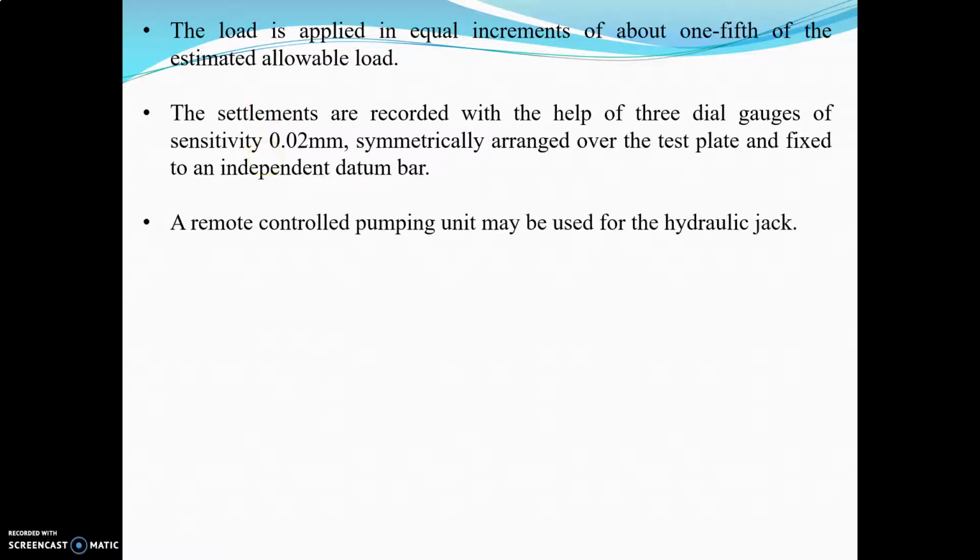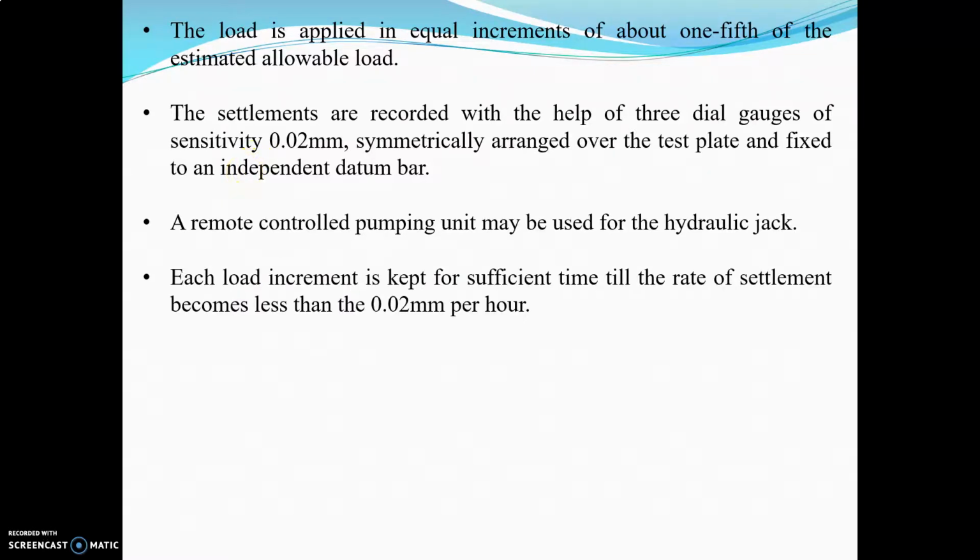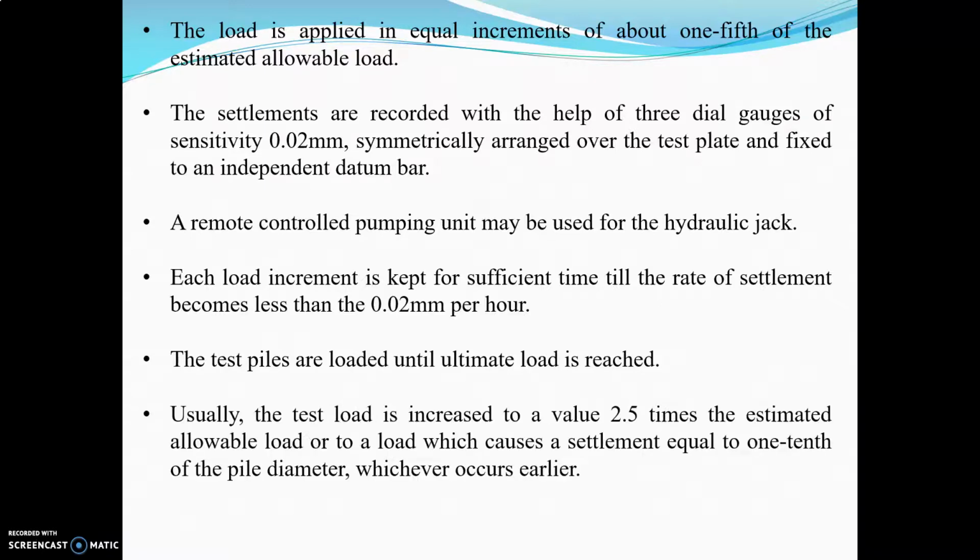A remote controlled pumping unit may be used for the hydraulic jack. Each load increment is kept for sufficient time till the rate of settlement becomes less than 0.02 mm per hour. The test piles are loaded until ultimate load is reached. Usually, the test load is increased to a value 2.5 times the estimated allowable load, or to a load which causes a settlement equal to 1/10 of the pile diameter, whichever occurs earlier.